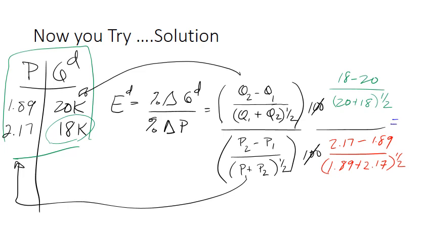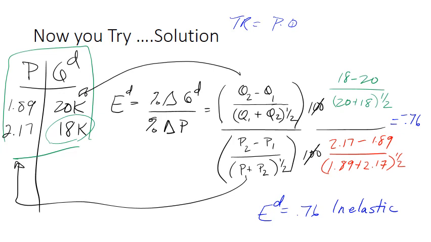Once you plugged all these in, you're going to find out that this comes out to a negative 0.76. And if we take the absolute value of that, we're going to find out that ED is equal to 0.76, and this is inelastic. Okay. Hopefully that's the answer that you got.